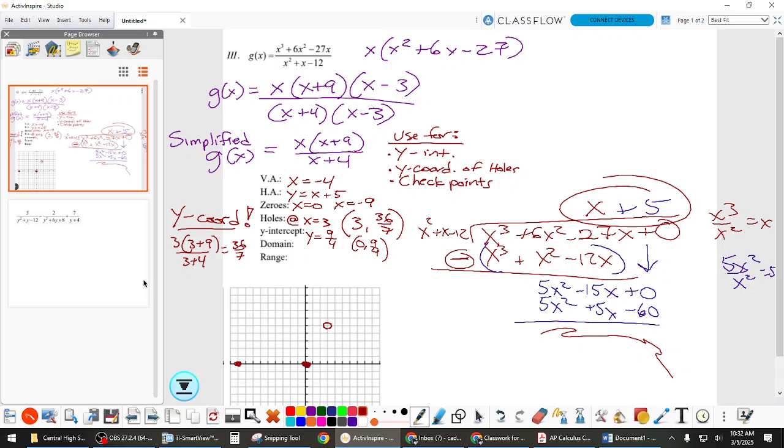Domain, just kick out whatever you write on the holes and the vertical asymptotes. For the y-intercept, what is that x on the numerator? Oh, it is 0. Duh. Thank you. Yep. Yeah, don't do that. Thanks. Domain, kick out vertical asymptotes and holes. That's an easy way to remember it. So this is all x's.